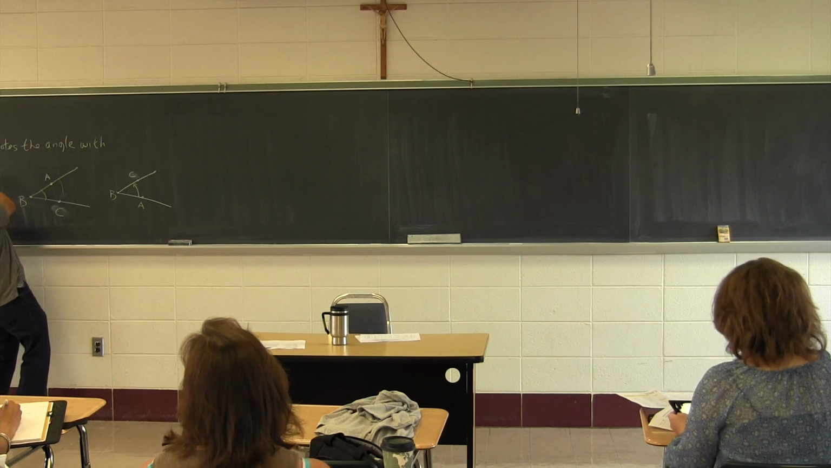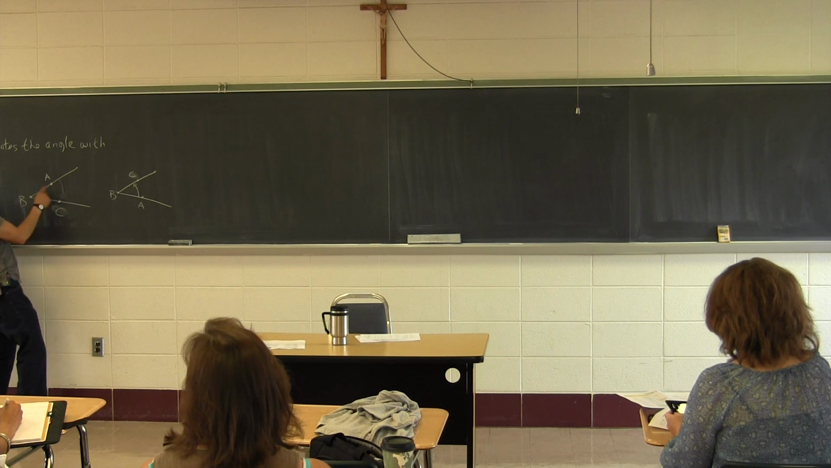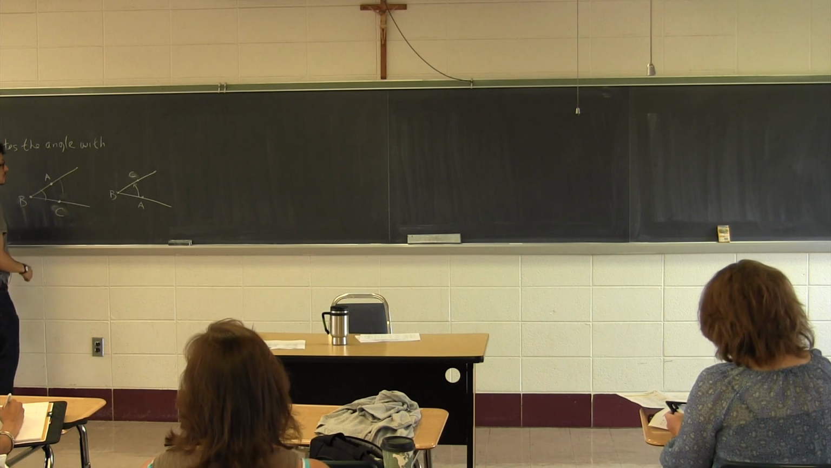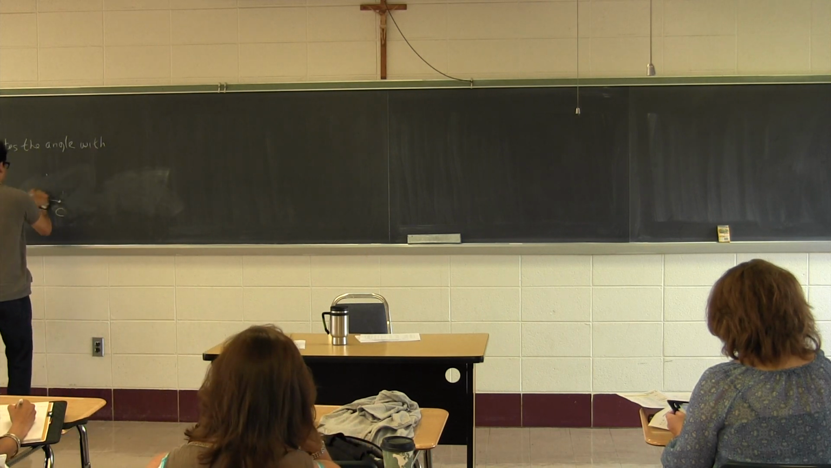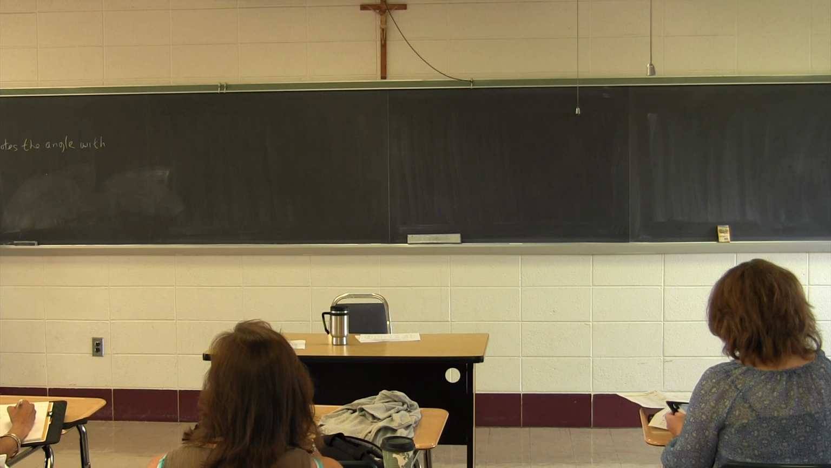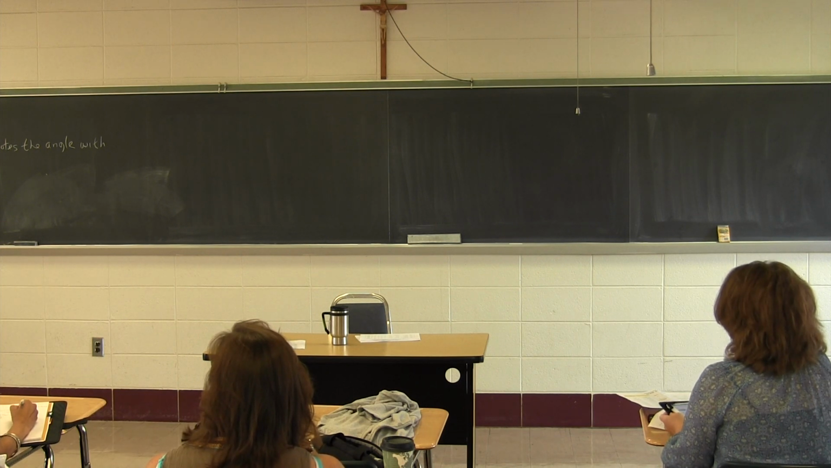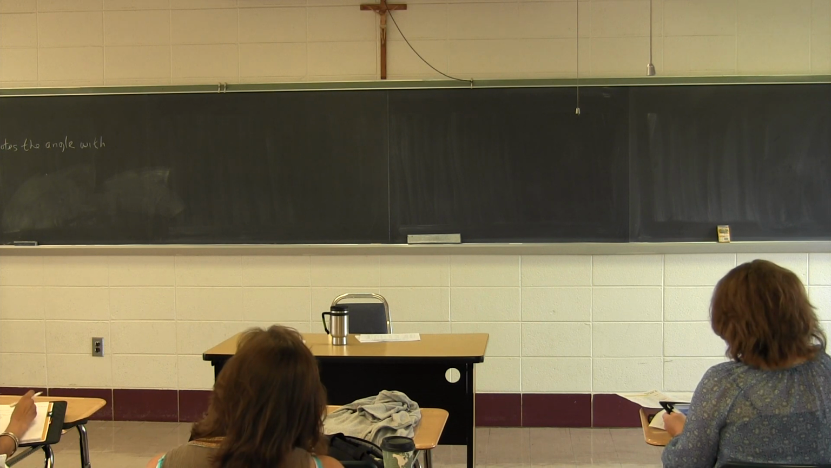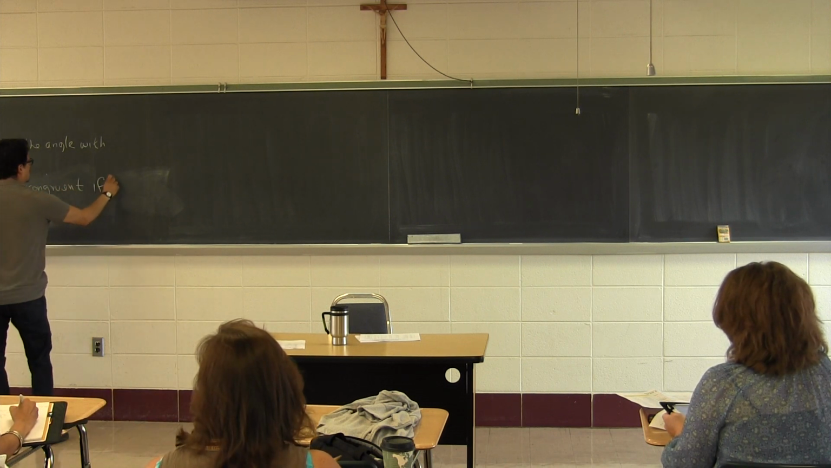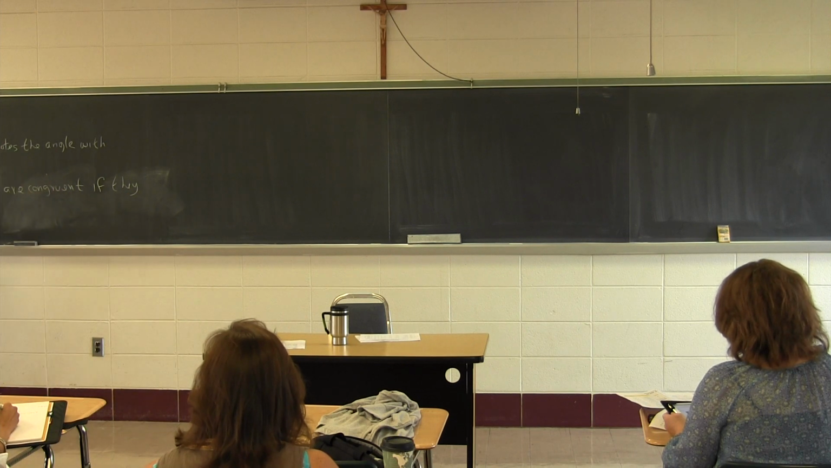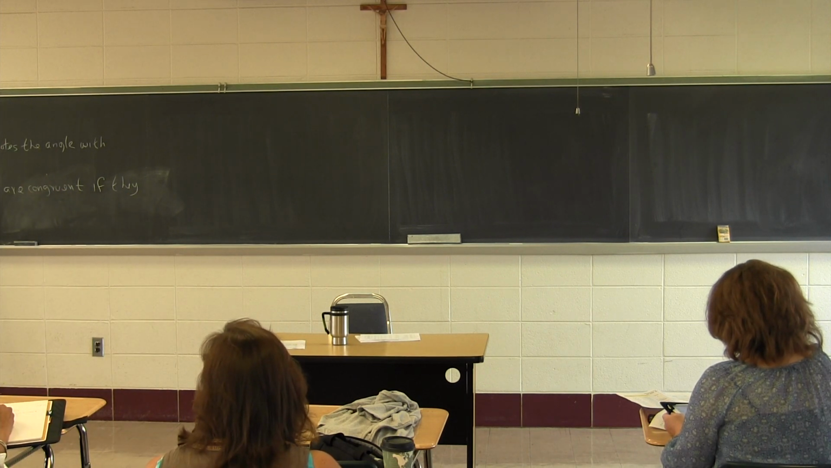So I'm going to denote this. This will denote either of these signs. Okay. So we're going to say that two angles are congruent if they measure the same distance.